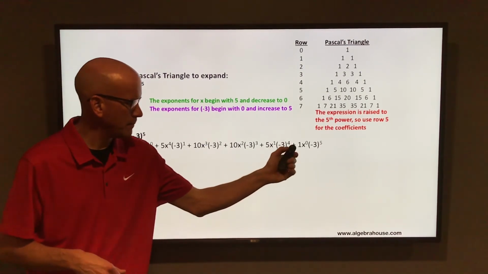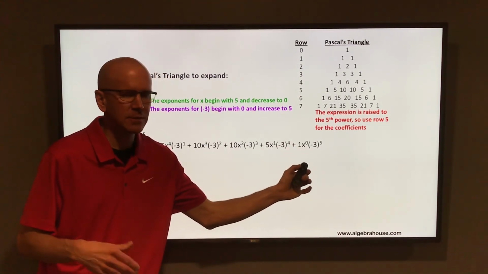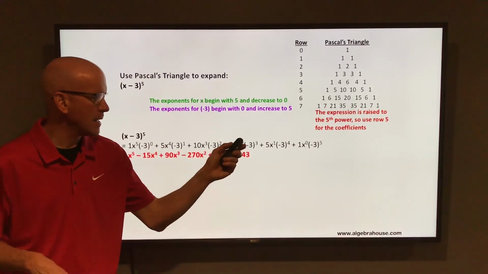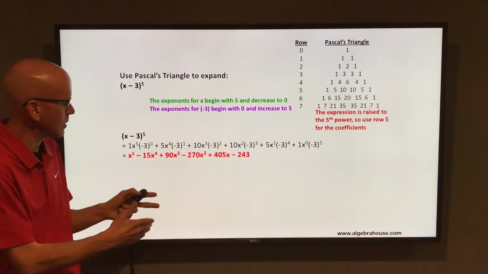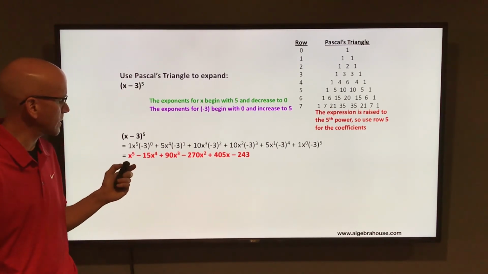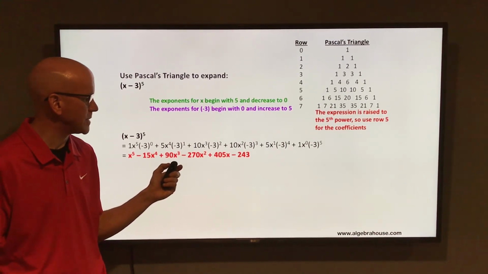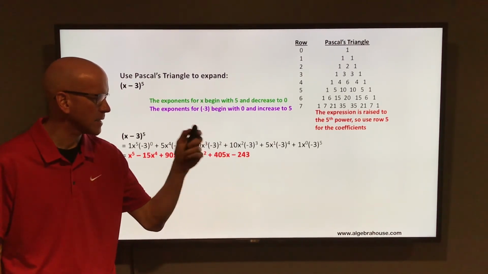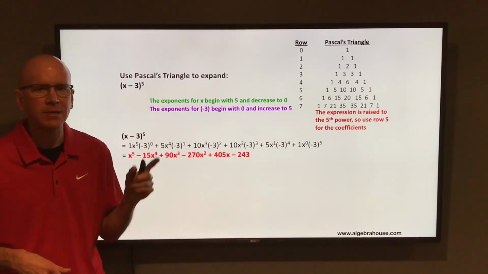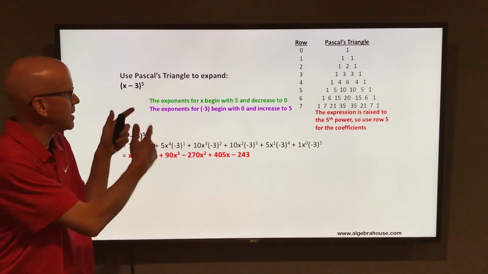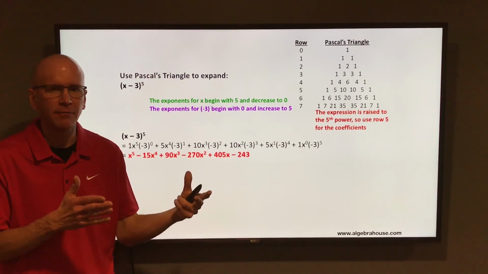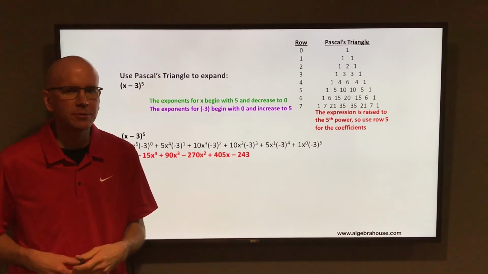And then finally, you don't need the 1. You don't need x to the 0. Those are both 1. You're looking at negative 3 to the 5th power on the end. That is going to be negative 243. So there it is, the final product. x to the 5th minus 15x to the 4th plus 90x to the 3rd minus 270x squared plus 405x minus 243. A lot easier using Pascal's triangle than it would be to multiply that out manually, x minus 3 multiplied by itself 5 times. I'd choose to use Pascal's triangle.